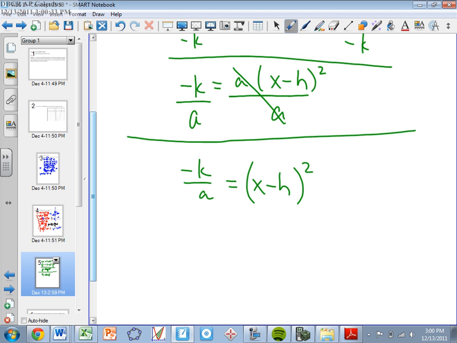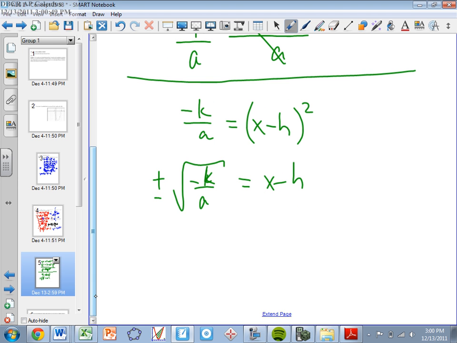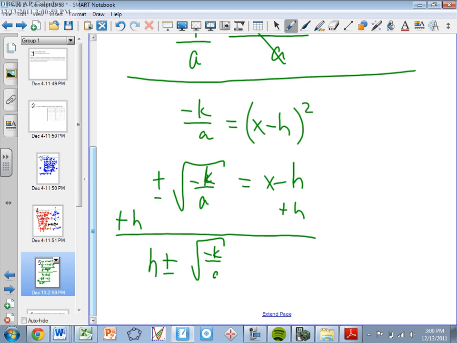How do I get rid of the square? Use square root. Root both sides. Good. Now, when I take the root of this side, how many answers do I always have? 2, plus or minus. And then finally, the last step is I have to move h over. How do I move h over? I'm going to add it in the front like I've always been doing. So I get h plus or minus the square root of negative k over a.